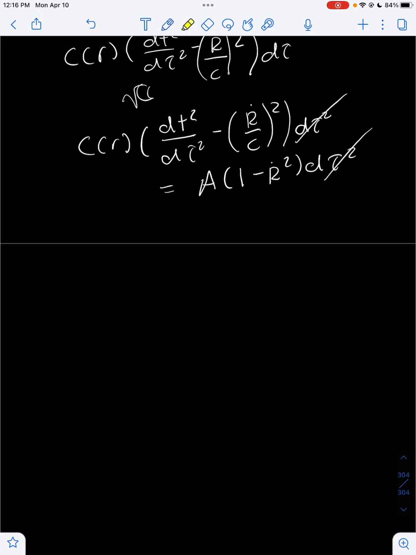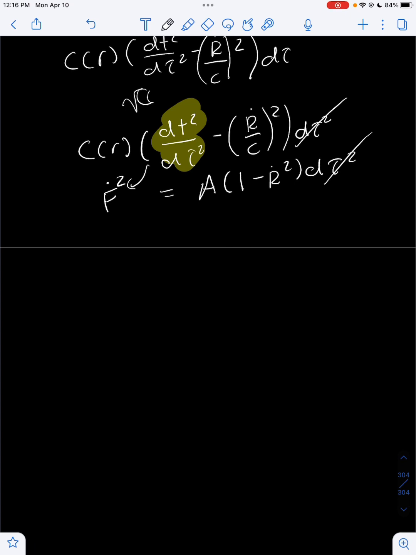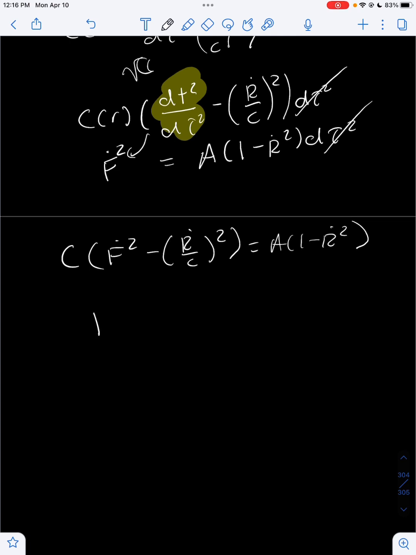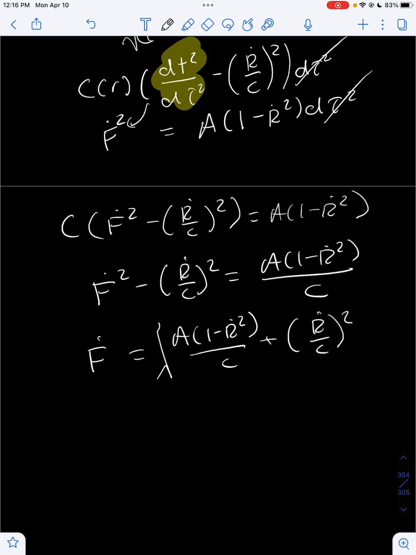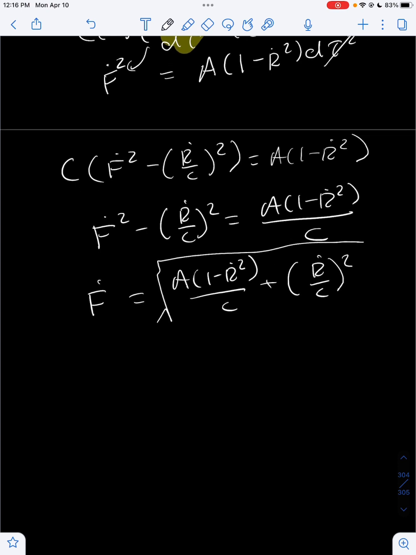Remember that this right over here we said was f dot squared, since f dot was just dt over d tau. So this means c times f dot squared minus this squared. With some rearranging, we find that f dot squared minus r dot over c squared equals a times 1 minus r dot squared over c. Then with some more algebra, f dot is going to equal the square root of this right over here.